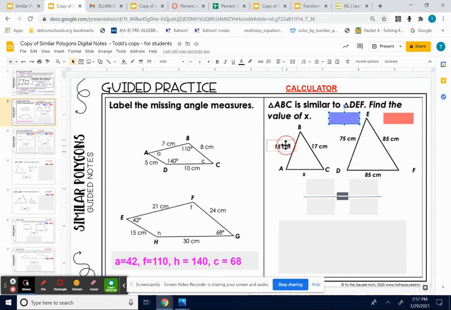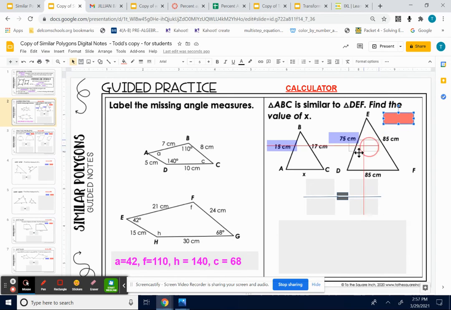If I wanted to look at this 15 centimeter side, I'm going to put a blue strip around it. This 15 centimeter side would correspond to the 75 centimeter side on the big triangle. See how they're both on the left? This is the left side of the triangle. This is the left side of this triangle. So 15 is in the same place as 75, relatively. It's just one's from the small triangle and one's from the big triangle.